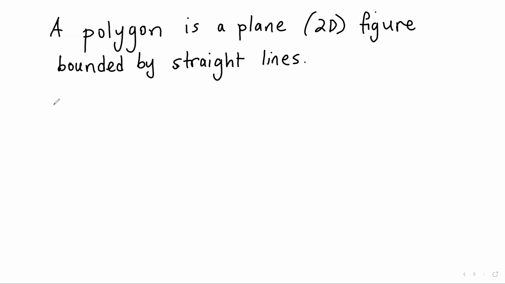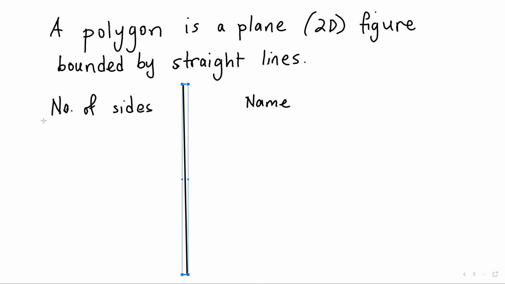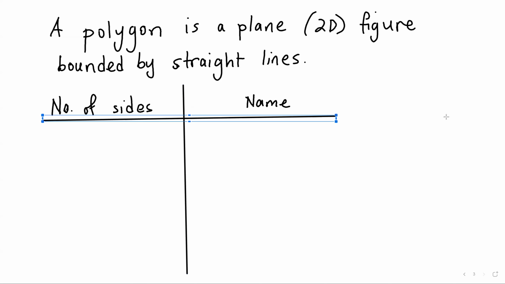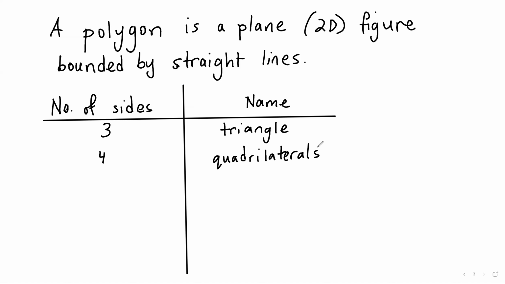So let's say the number of sides, and let's name them. Number of sides, and then the name. Hold on, I just want to draw a kind of table. So a three-sided polygon is a triangle. Four sides, as Soraya rightfully said, is a quadrilateral. And Zara named two quadrilaterals there, a square and a rectangle.